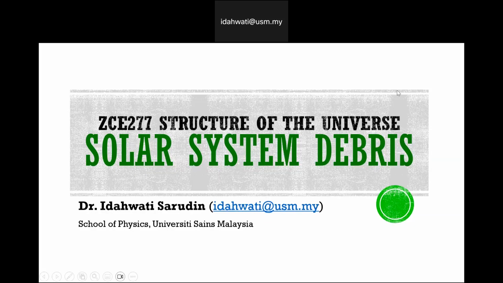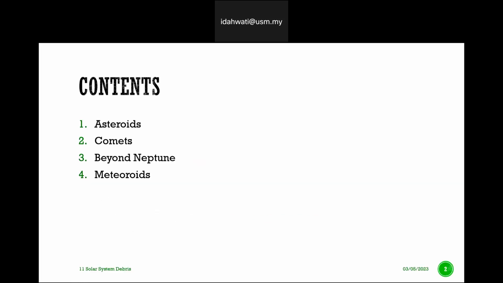Solar system debris. Okay, so this lecture will be divided into two parts. Part one will be slide number 1 until 30 something. Let's see the content of this chapter. We learn about the asteroids, comets, objects beyond Neptune, and also the meteorites.